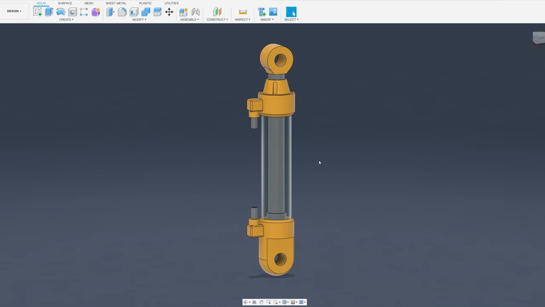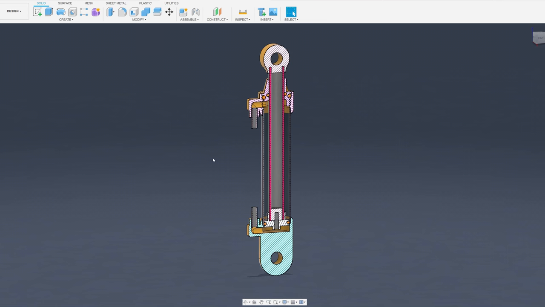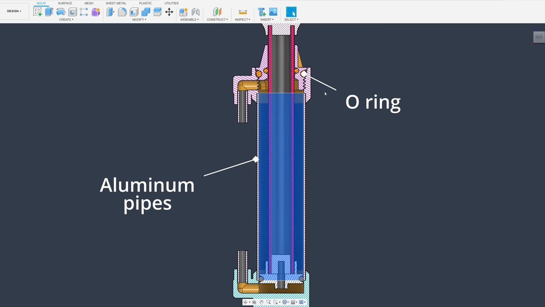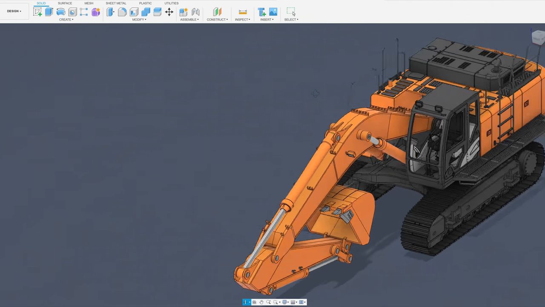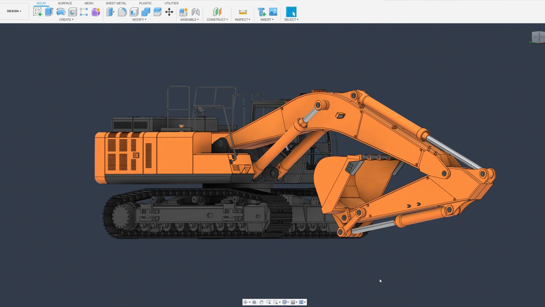This is a double acting hydraulic cylinder. The end caps and the mounts are 3D printed. Now we will look at the cross section. We have two aluminium pipes and we have O-rings for a seal. Our excavator requires four of these cylinders. We have two cylinders for the boom, one for the arm and one for the bucket.